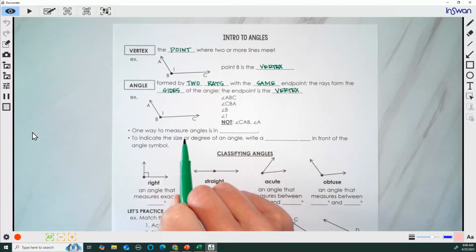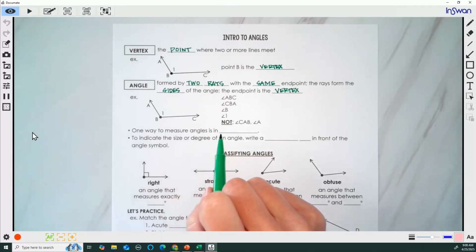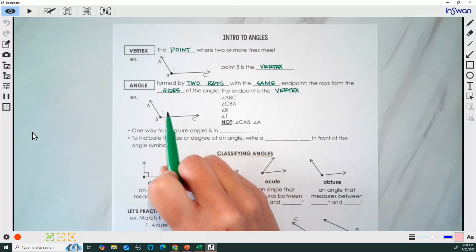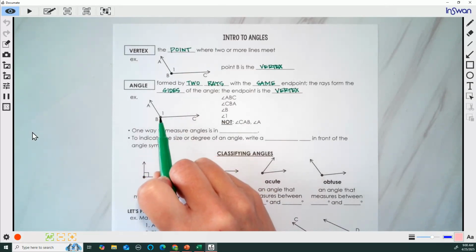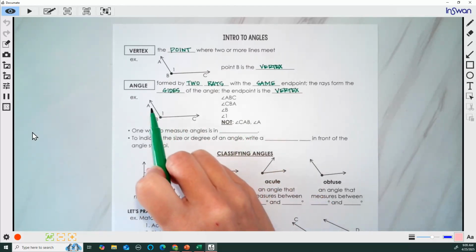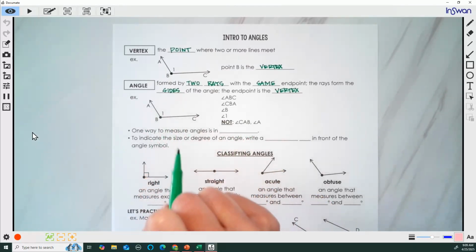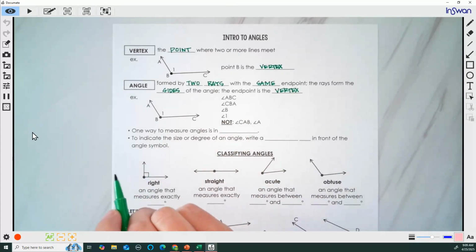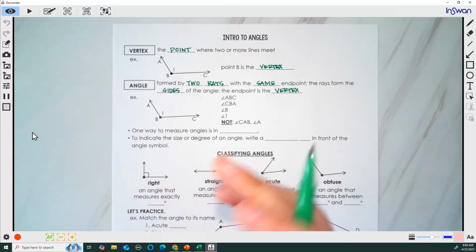Here's some things that are not acceptable. We could not call this angle CAB. The vertex has to be the middle point when you're naming. We also couldn't call it angle A. It's not the vertex point of the angle. Therefore, you would not call this angle angle A or angle C.